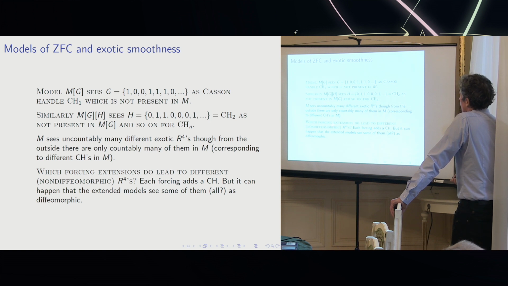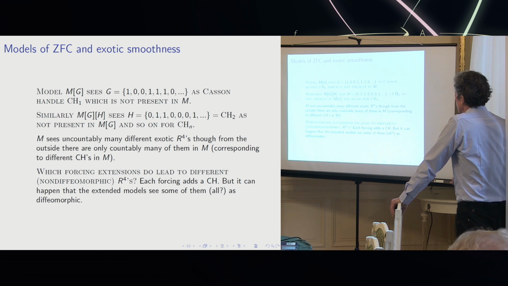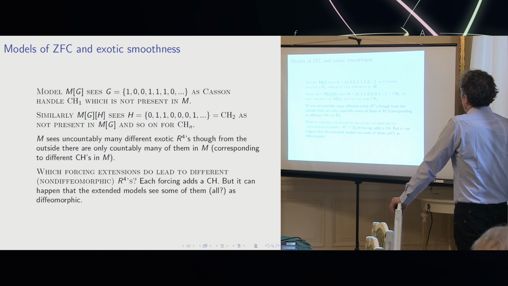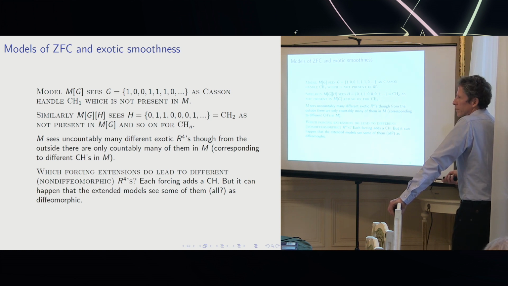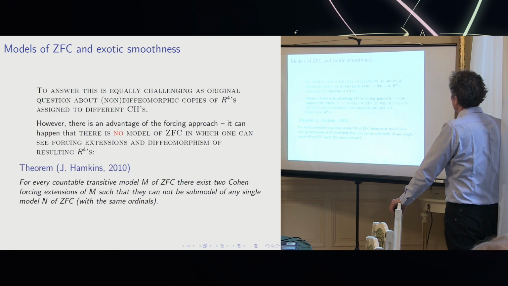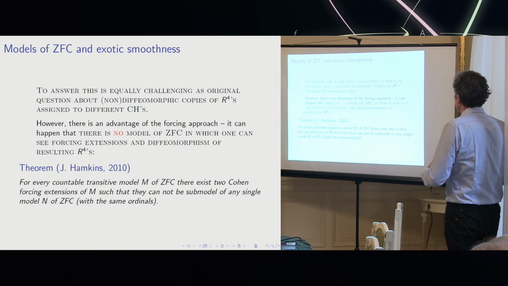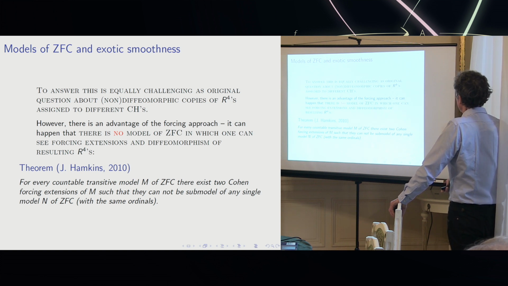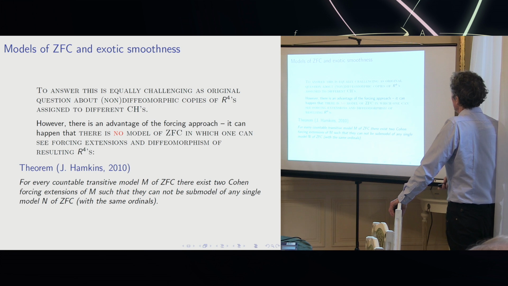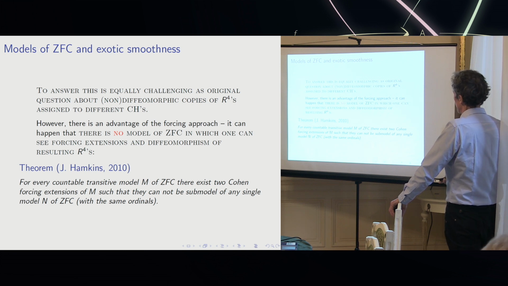And now we phrase the following question. Which forcing extensions do lead to different non-diffeomorphic R4? We know that each forcing gets a Casson handle, but it can, of course, happen that the extended model sees some of these Casson handles as diffeomorphic. So it seems that such a question is equally complicated as the original question about making a classification of exotic R4, especially with relation to Casson handles.